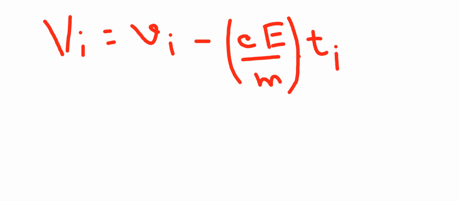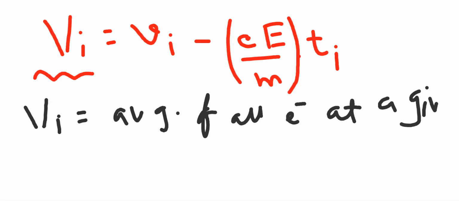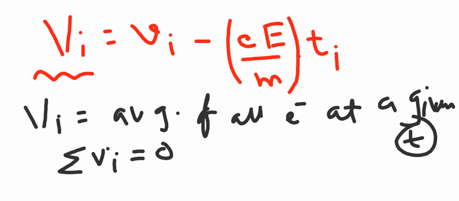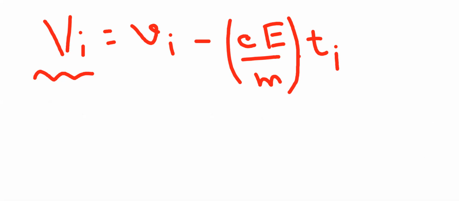We are interested to see the change in the total average velocity in the presence of electric field. So this capital Vi is the average of all the electrons in the presence of electric field, at a given time. But we know that the average velocity of small vi, that is in the absence of electric field, is zero. So I say summation of vi is equal to zero.